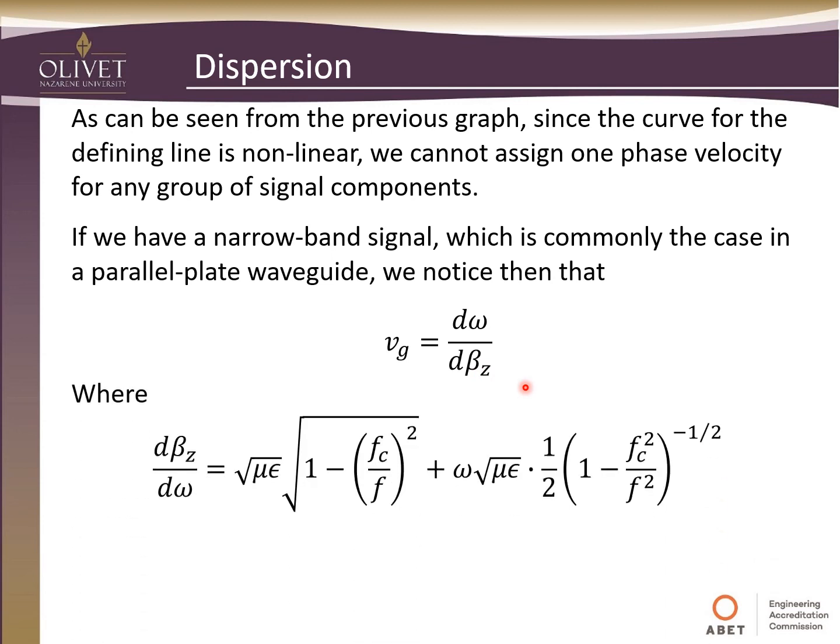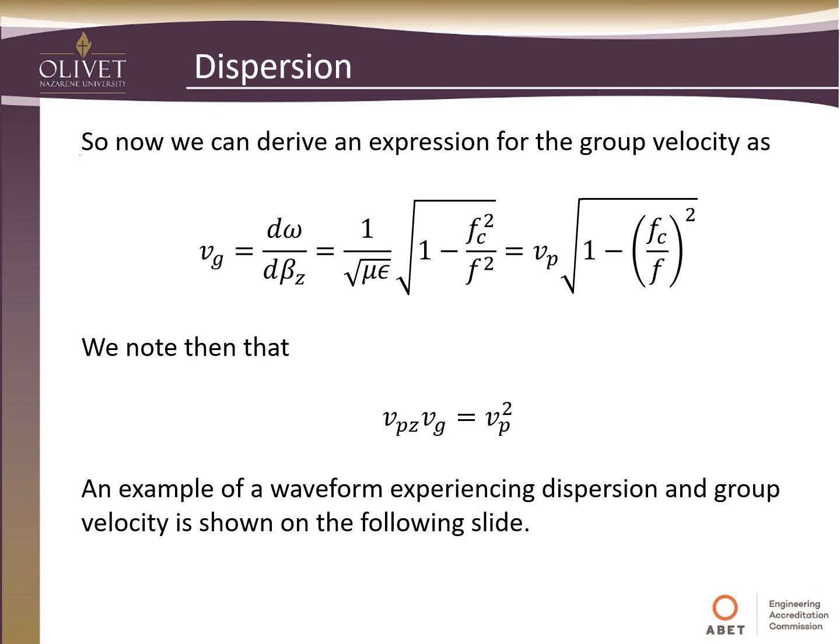So we can now fill in for this differential, which can be defined by the following equation, and then using again some algebra and combining this, similar to what we've seen before, the square root of these physical characteristics times the square root of this 1 minus fc squared over f squared, and the square root of the entire product. So now we can use this to derive an expression for our group velocity.